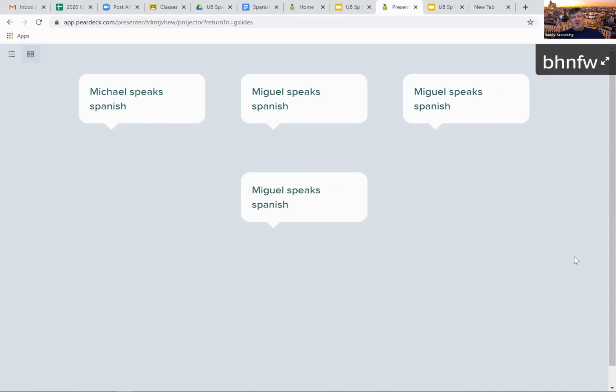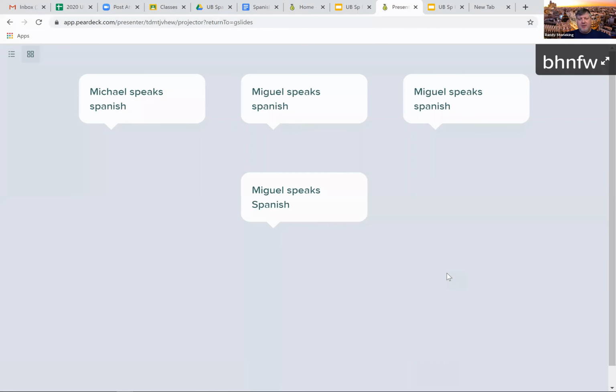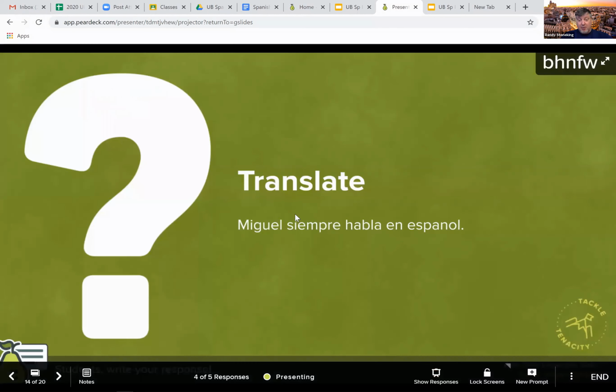Actually, technically speaking, you guys, yes, we're correct there. So we're looking at the word habla. We have to know that hablar is to speak, and then we put the pieces together to go with Miguel. It becomes Miguel speaks. And technically speaking, Miguel siempre habla español would be Miguel always, siempre is always, Miguel always speaks Spanish.